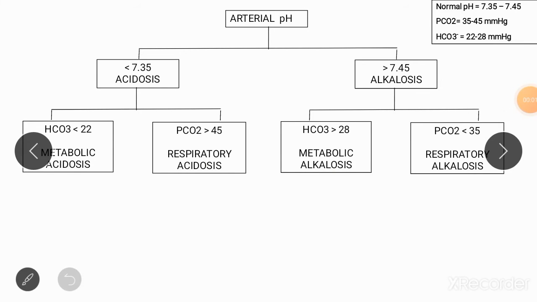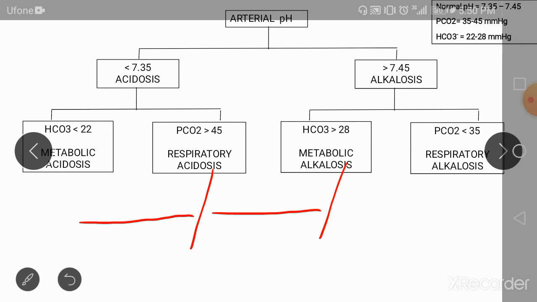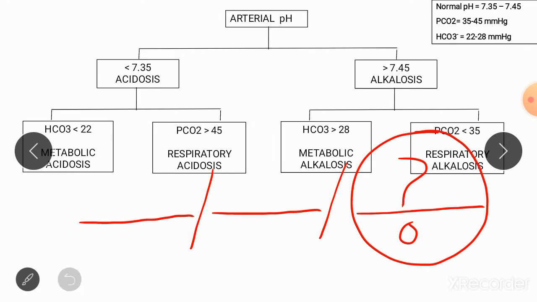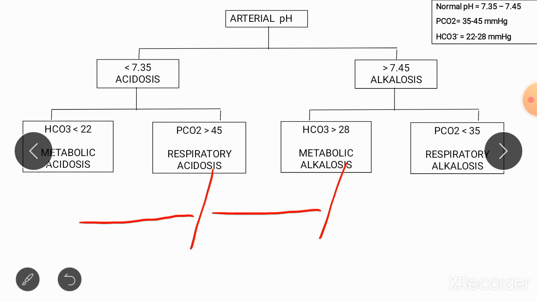After this step, you are 2 out of 3 done with your answer. You know this is metabolic or respiratory acidosis or alkalosis. What you now need to find out is whether it is compensated or not. Without this third part, your answer is incomplete and you won't be given full marks. So you need to tell what kind of acidosis or alkalosis it is and whether it is compensated or not.